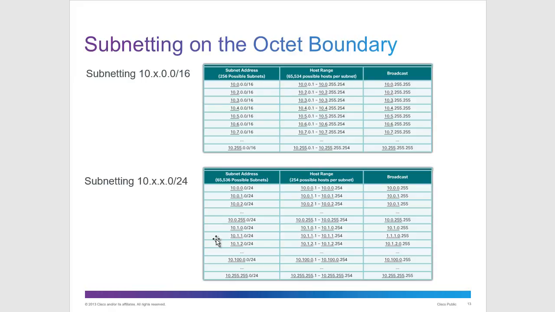And then this last octet, you only go from 0 to 256, and we know that the first address in any address range is the network address. The last address is the broadcast. So you only have a possibility of 254 hosts in a /24.